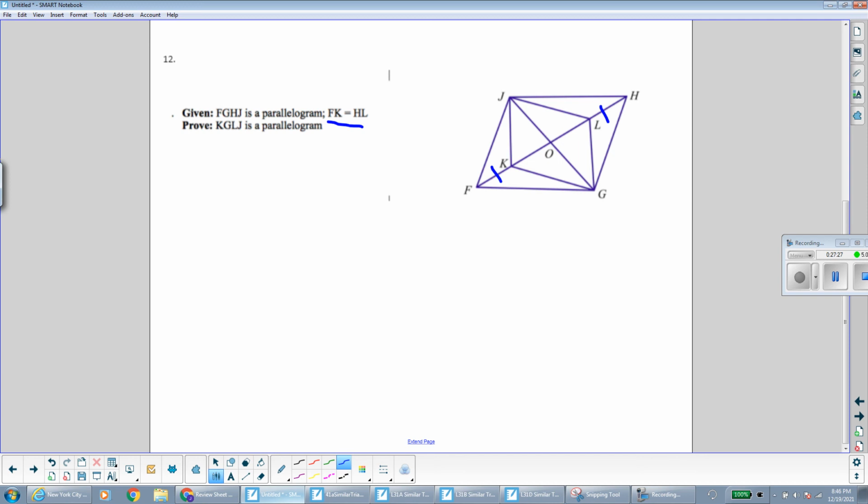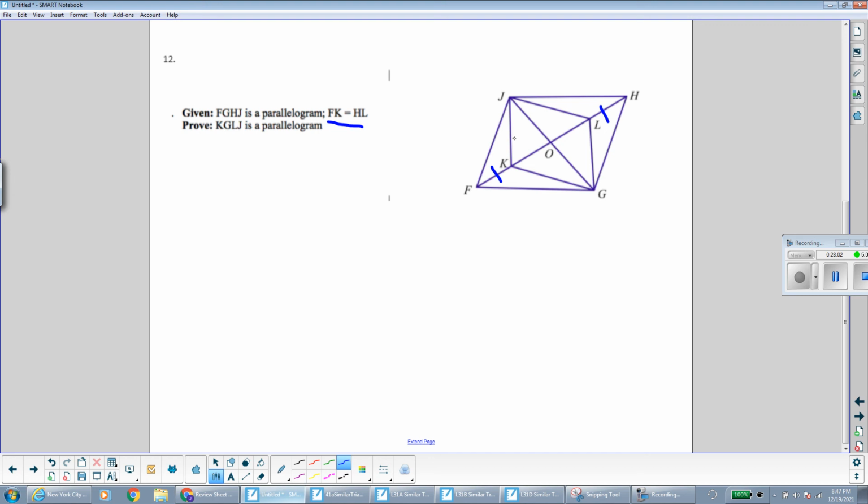So I'm going to keep in mind my properties of parallelograms. And the first thing that sticks out to me here is that in the larger parallelogram, as well as in the smaller quadrilateral that we need to prove is a parallelogram, we have diagonals drawn in. A diagonal connects vertex to vertex. So I see in the larger parallelogram, we have diagonal FH. It's connecting vertex F to vertex H. And we do have diagonal JG. It's connecting vertex J to vertex G.